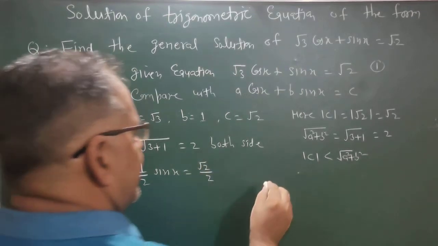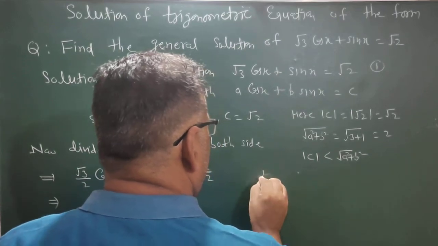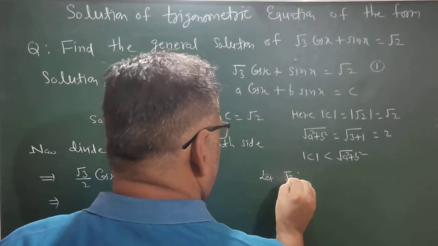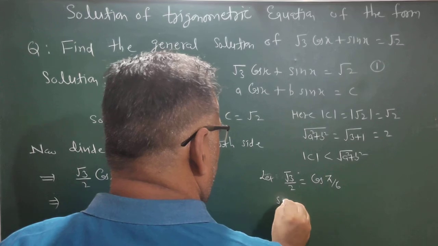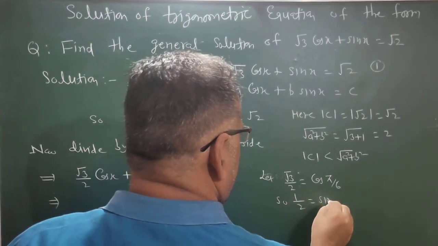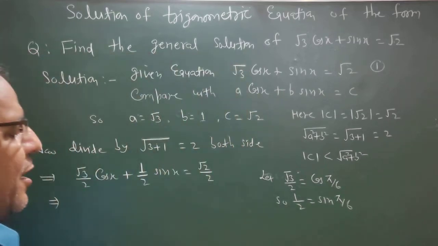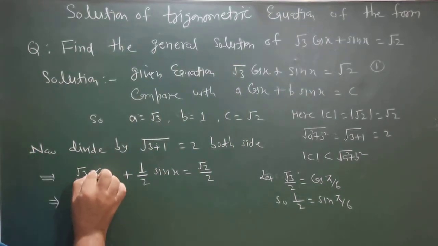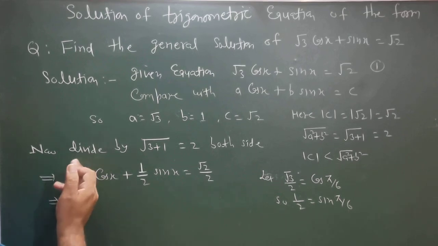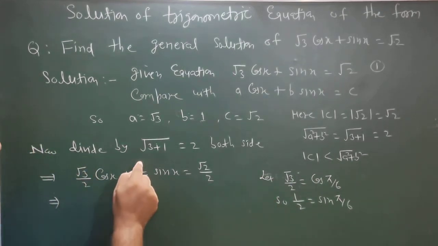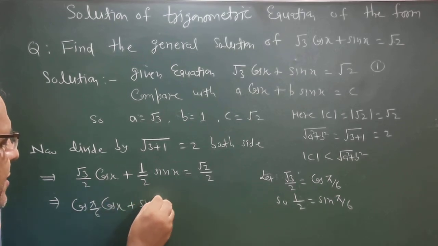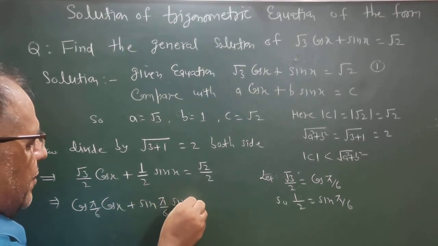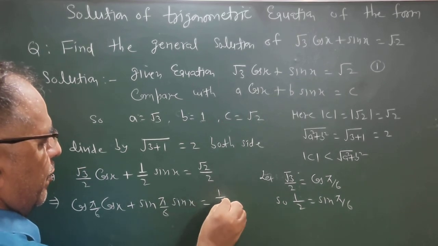Now in this step assume let root 3 by 2 equal to cos pi by 6. So 1 upon 2 equal to sin pi by 6. In the algorithm we take here root 3 by 2 as cos alpha, but this is the trigonometric ratio value of cos pi by 6. So confirmly this is the value of sin pi by 6. So now we can write it cos pi by 6 cos x plus sin pi by 6 sin x equal to 1 upon under root 2.